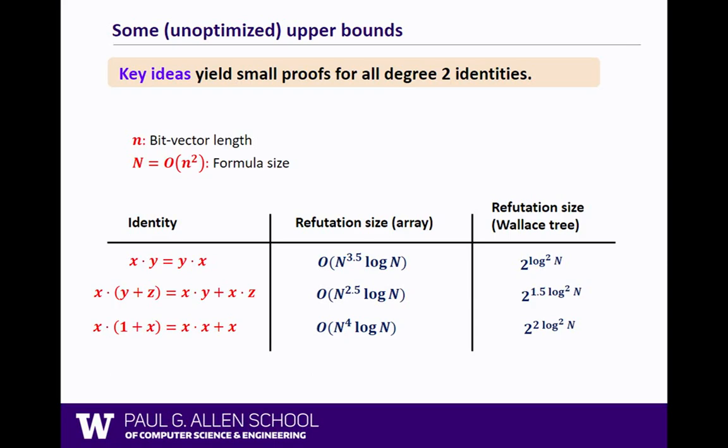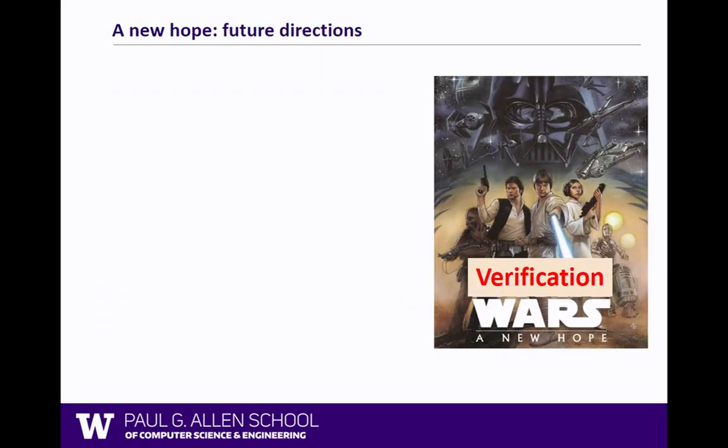Our key ideas actually apply to any degree 2 identity. All of these can be broken up into critical strips, and they yield refutation sizes as shown in this table. All right. And we think that this is a very promising direction for us. So we think that this brings maybe some hope to verifying nonlinear arithmetic problems.